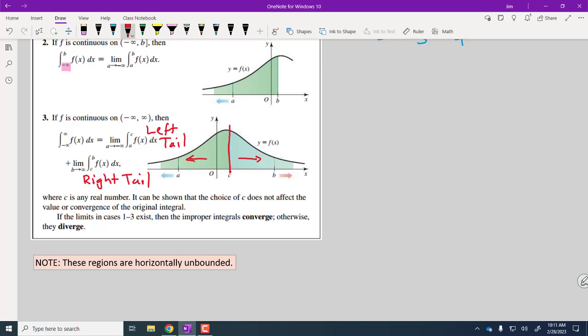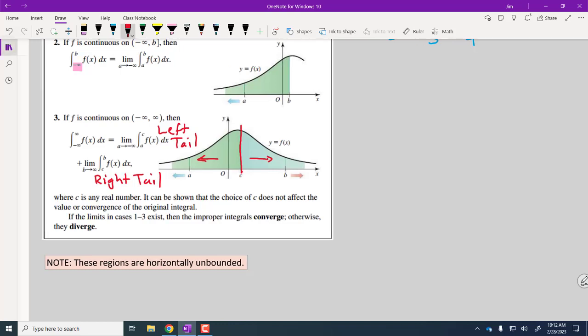And if both of those are finite, then the total is finite. If one of them is not finite, then the total is not finite. Right? Finite plus infinite is infinite. So both of these areas individually would have to be finite for the total area to be finite.